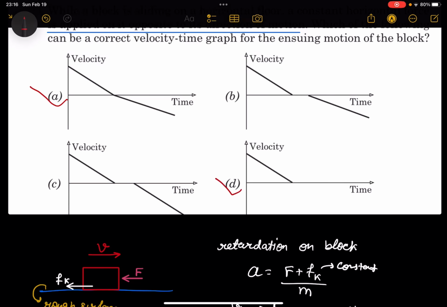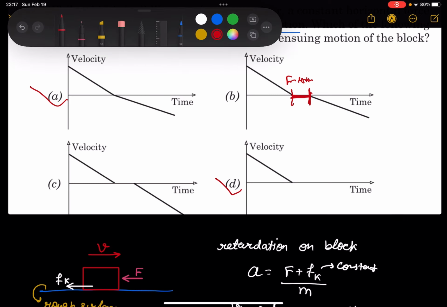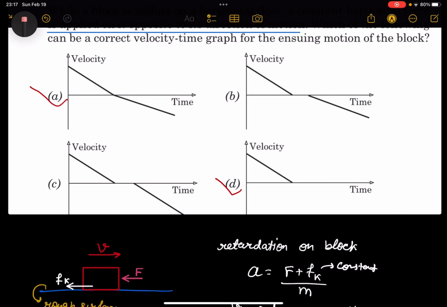D. Some students have a confusion: why not B? I tell you, there is the time lag. That is not possible. There is no time lag, no time interval between F exceeding mu_s mg and the particle starting motion; it immediately starts to move.